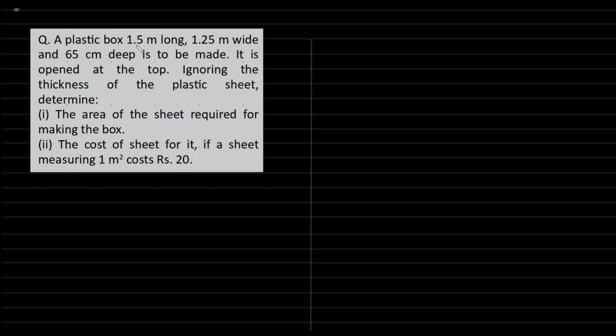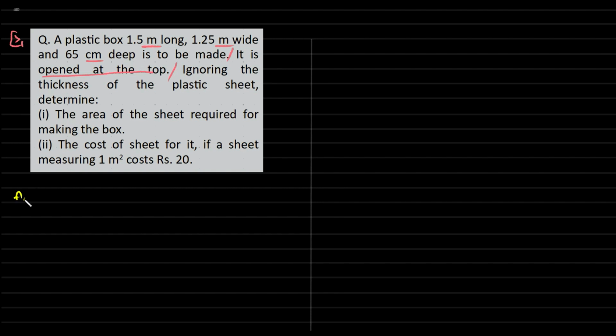A plastic box 1.5 meter long, 1.5 meter wide, and 65 centimeter deep. So all these are in meters, but this is in centimeter. So whenever you get different values, you should be careful. It is open at the top. Ignoring the thickness of the plastic sheet, determine the area of the sheet required for making the box and the cost of the sheet for it. If a sheet measures 1 meter square, cost rupees 20.